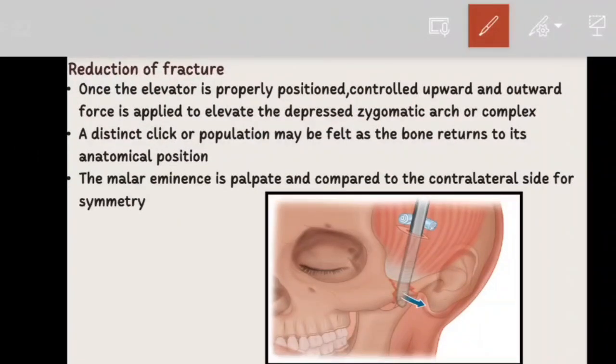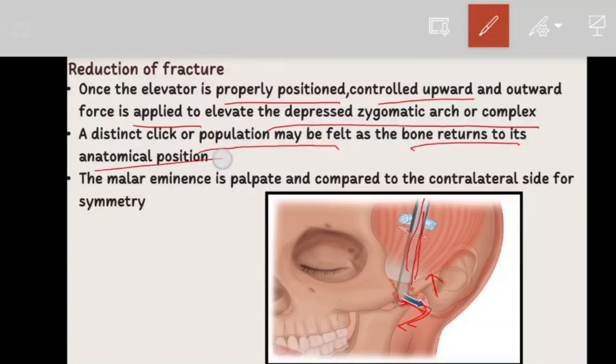So now you see the reduction of the fracture. Once the elevator is properly positioned beneath the zygomatic arch, controlled upward and outward force is applied to elevate the depressed zygomatic arch or the complex. This one is the upward force and this one is the outward force. A distinct click may be felt as the bone returns to the anatomical position.